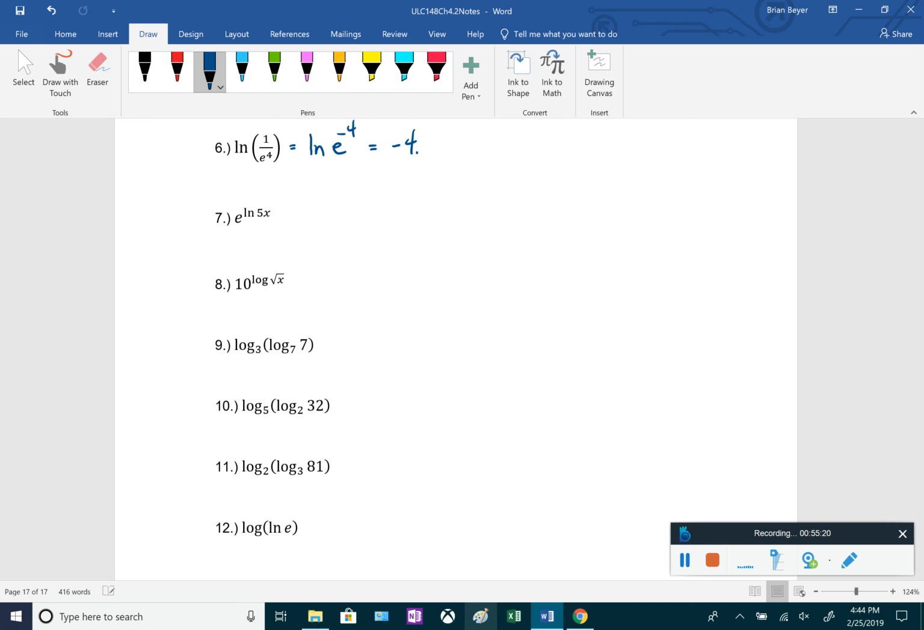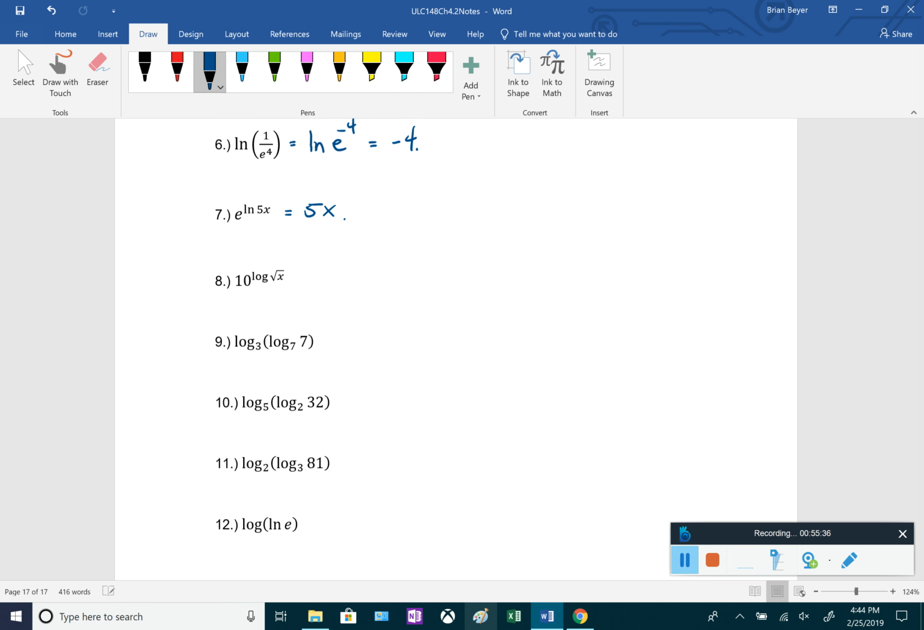Okay, and then for the next one, we have e raised up to the ln of 5x. The exponential is base e, and in the exponent is also base e with the ln. So they cancel, and we're left with 5x. Next, we have 10 raised up to the log of the square root of x. So it's a base 10 exponential. The log in the exponent is also base 10 because it's not written. They cancel, and we're left with the square root of x.